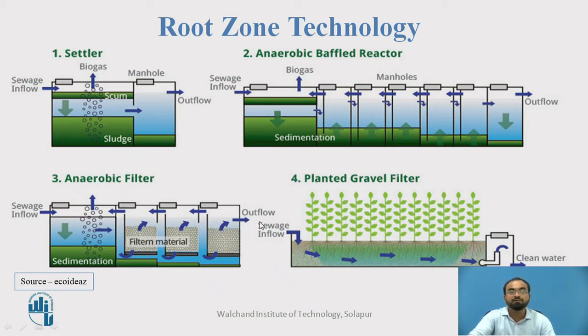Now the effluent from the anaerobic filter, that is our outflow, is taken to the planted gravel filter, that is our root zone technology, the main technology, where the inlet is made to pass through the gravel where the reed plants have been implanted, and automatically the clearer water will be taken out as cleaner water, and it is reused for gardening, or for the bathrooms or for the toilets. So reuse of wastewater can easily happen.